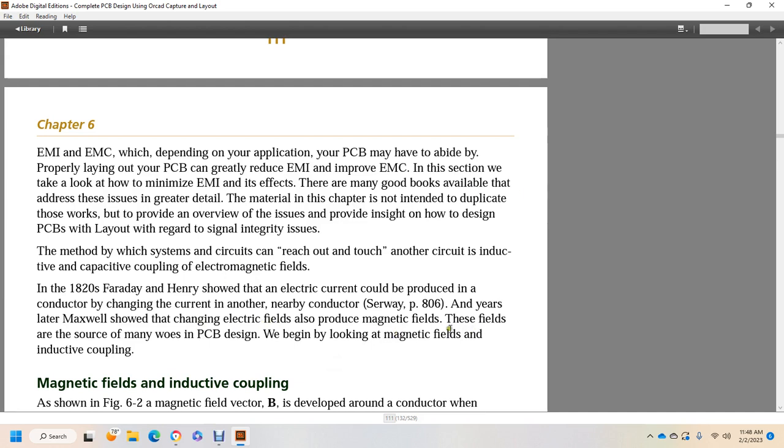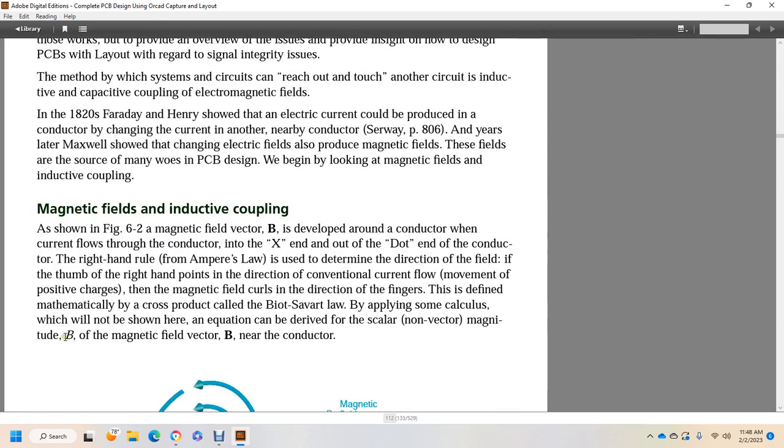We begin by looking at magnetic fields and inductive coupling. Magnetic fields and inductive coupling. As shown in Figure 6.2, the magnetic field vector B is developed around the conductor. Current flows into the X end and out of the dot end of the conductor. With the right-hand rule for Ampere's law, you determine the direction of the field: the thumb points in the direction of conventional current flow, the positive charge movement, and the curl of the fingers gives the direction of the magnetic field, defined mathematically by the cross product in the Biot-Savart law.